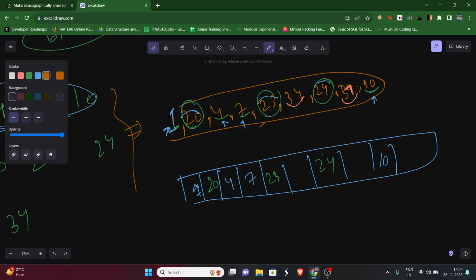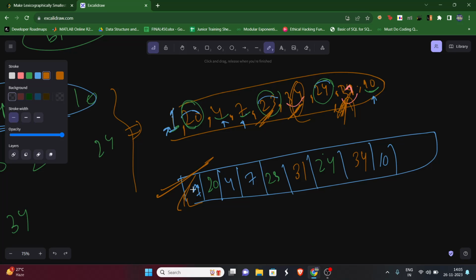Now, for the last group, what do we have? For the last group, we have 34 and 31. So we can sort these among themselves, and the final array will look something like this. So you'll realize that each group is sorted in itself, but overall they are not sorted. And this will be the best lexicographically possible result.